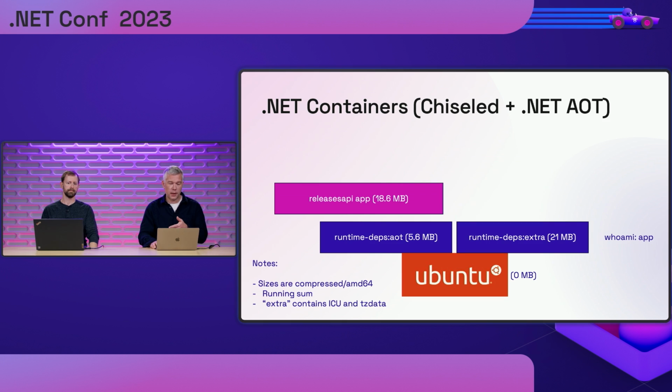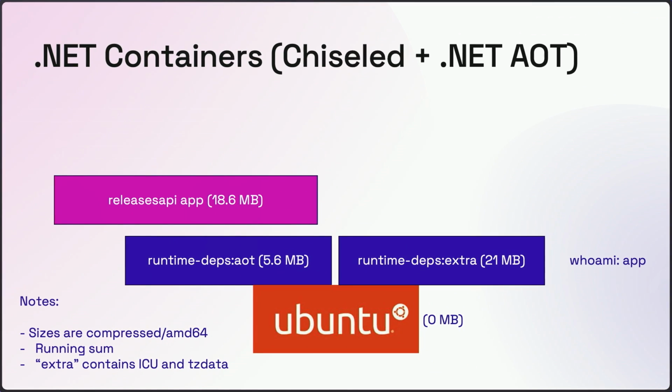Last, before we get to the demos, you can see here that we also have a native AOT offering. You've probably heard about that in a bunch of other talks. We have some AOT-specific runtime deps images, and those are pretty small, the runtime deps image on the left at 5.6 megabytes. Then we have an actual native AOT app. That container image in total is under 20 megabytes, which is really impressive.